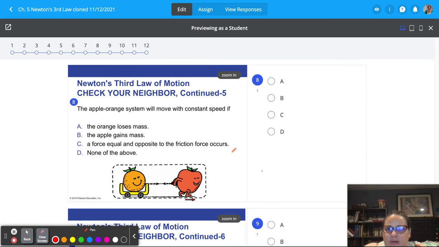All right, question number 8. The apple-orange system will move with constant speed if... So any system will move at a constant speed if the net force equals 0. So let's see if there's any that say that. C, a force equal and opposite to the friction force occurs. There you go.